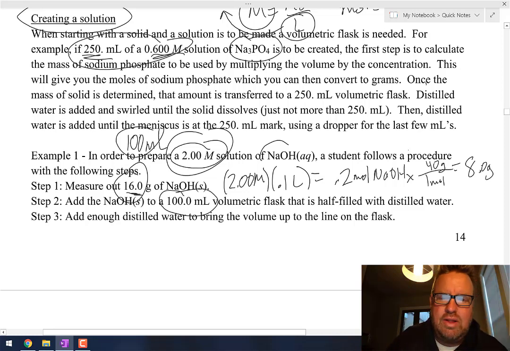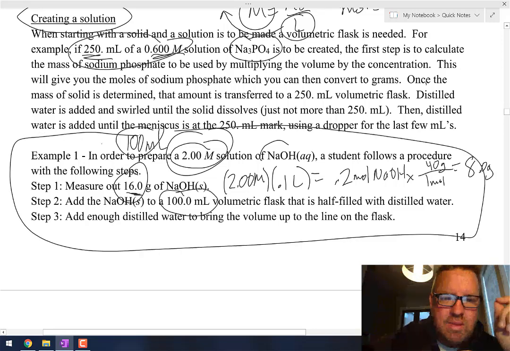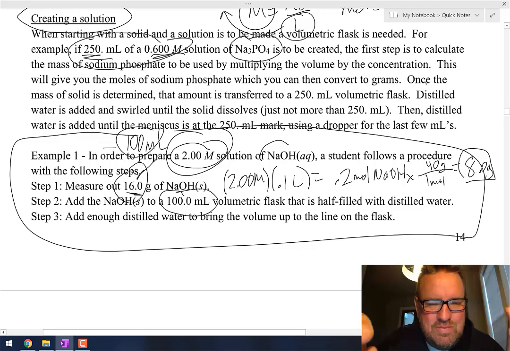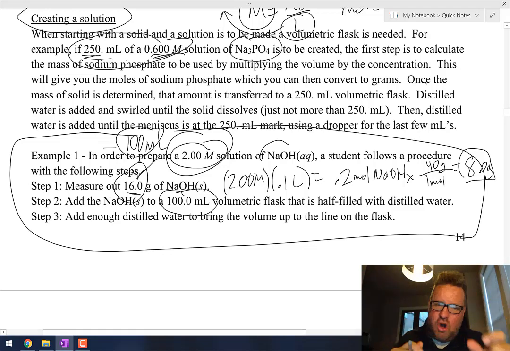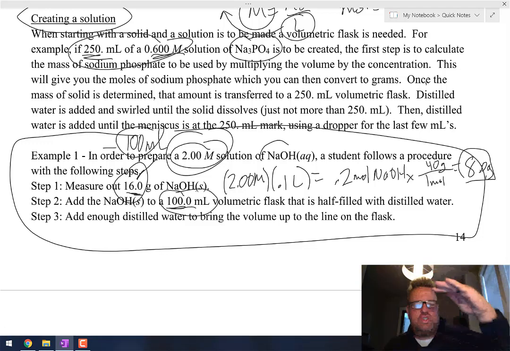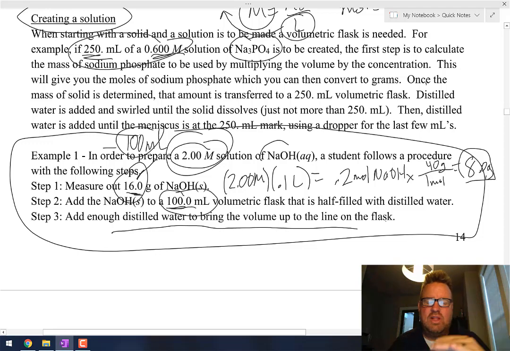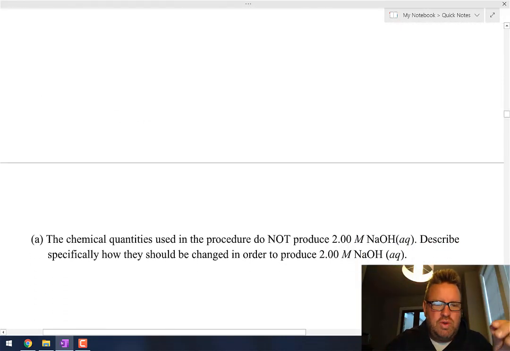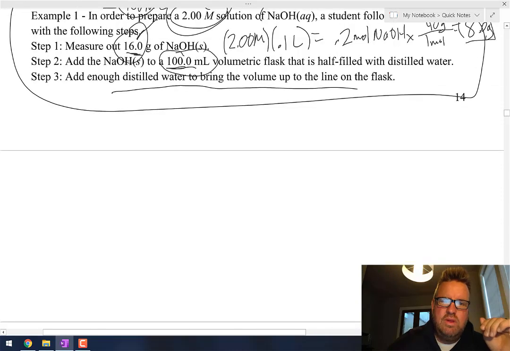So again, clearly there's something wrong here. I need to go back in and fix this whole thing because I didn't put the volume. I don't have the right mass there. It should be 8 grams. Anyway, you get the point. You get the mass of the solute. You add it to that volumetric flask. Always use a volumetric flask, and clearly it needs to be 100 milliliters. And then add enough water to bring the volume up to the line on the flask. Again, you want the bottom of that meniscus right on the line. You could even talk about using a dropper to get that last little bit. Okay? All right.